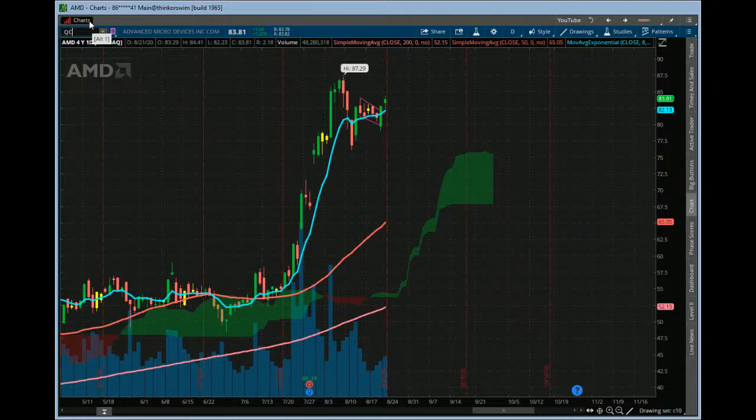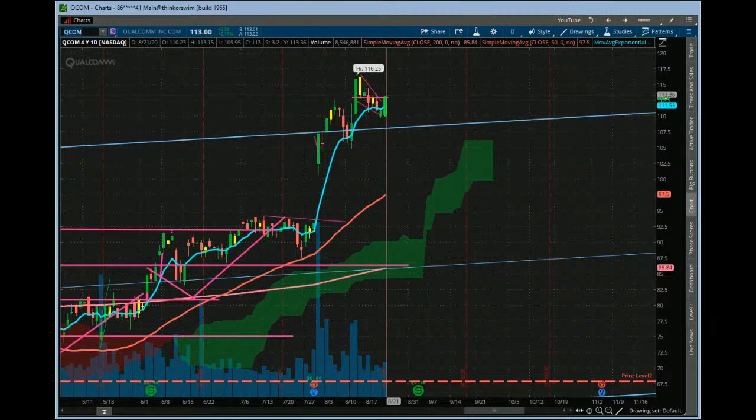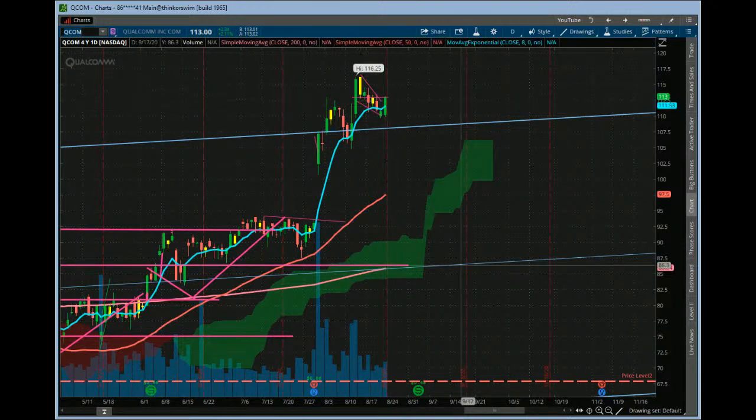And then QCOM, another semiconductor. Strong move on Friday. This is one of my favorite ones going into Monday as well. So let's see if that can get some strength too. So we got that going on as well. So again, tech has been leading the way, and the trend is our friend until it bends. So we'll see how that goes.